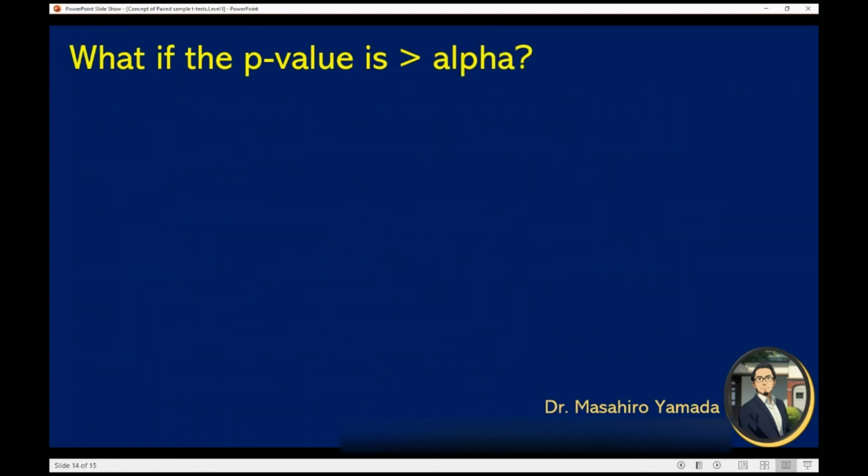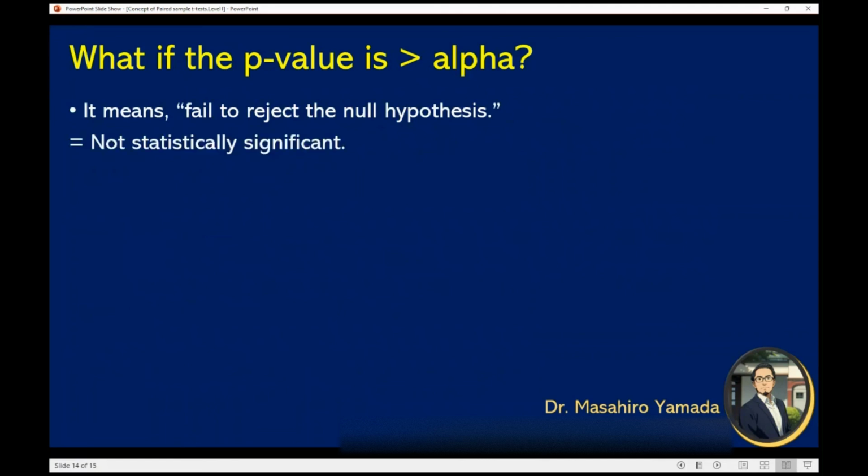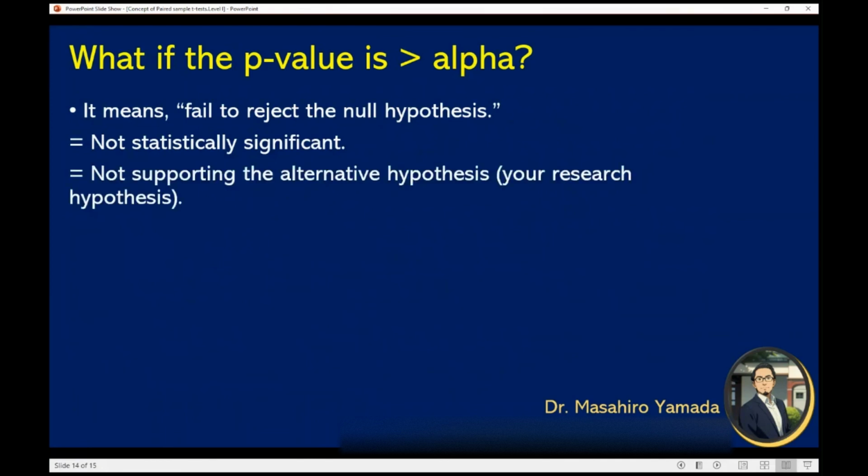Okay, in another scenario where you obtain a p-value that's higher than the alpha you set, that means you fail to reject the null hypothesis. Therefore, it indicates there is no statistical significance, and therefore, you're not supporting your research hypothesis.